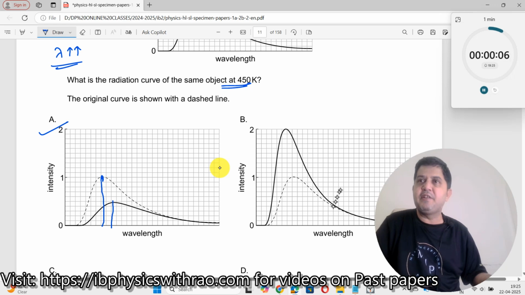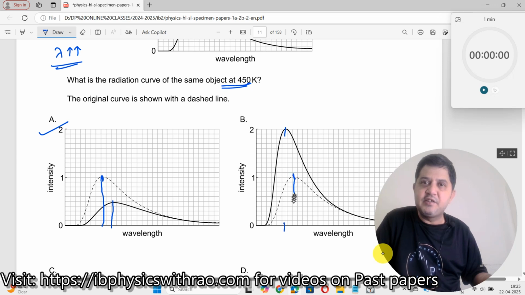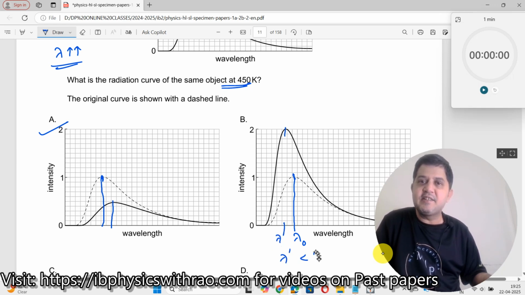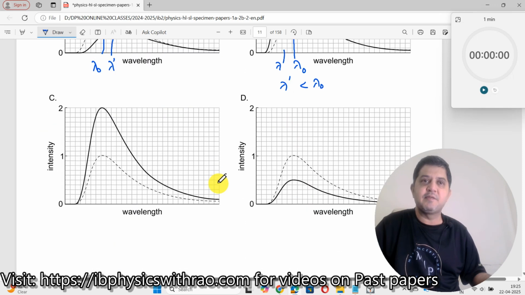But let us also verify the rest of them. Whether we have something like this. This is your wavelength initially, and this is your other wavelength. This is your actual wavelength, let me write this as lambda 0, and this is your new wavelength, lambda dash. What's happening over here? Lambda dash is less than lambda 0, so definitely this is incorrect. Here, lambda dash is greater than lambda 0. This was correct. Let us move on to the rest of them also.